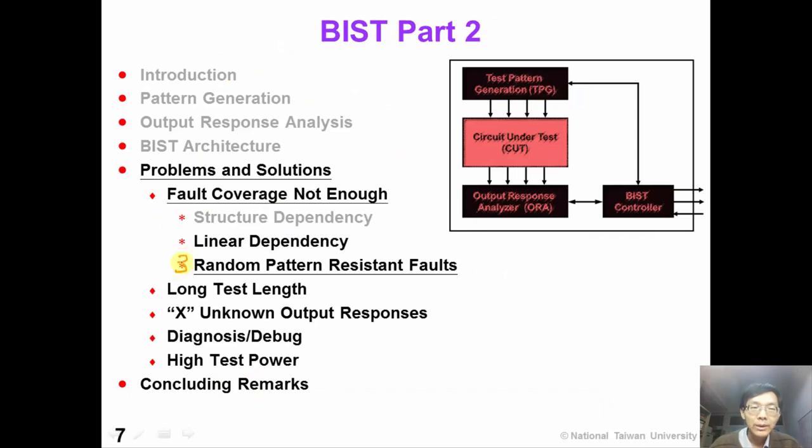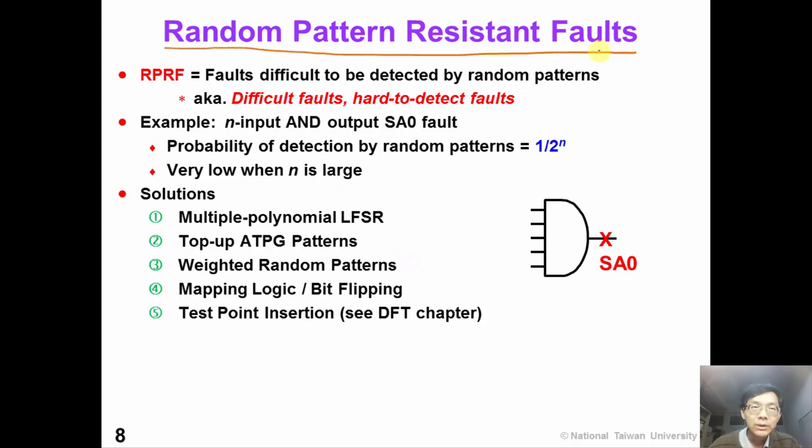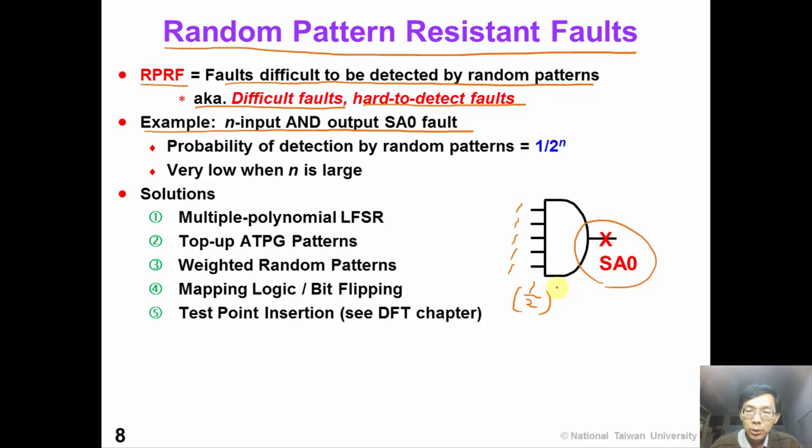Now let's look at the third problem that causes BIST fault coverage loss, the random pattern resistant fault. Random pattern resistant faults, or RPRF, are those faults that are very difficult to detect by random patterns. They are also known as difficult faults or hard-to-detect faults. A simple example of RPRF is an N-input AND gate output stuck-at-0. For example, given this 5-input AND gate, to detect the output stuck-at-0, we will require 5 ones at the input. The probability of generating 5 ones by a random pattern is 1/2 to the power of 5. If we have N inputs, the probability of detecting the output stuck-at-0 is 1/2 to the power of N, which is very low when N is large.